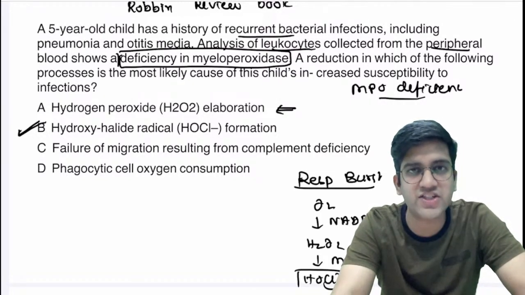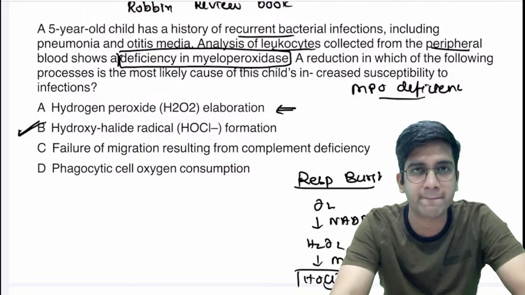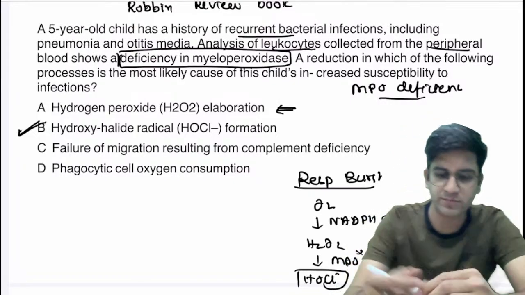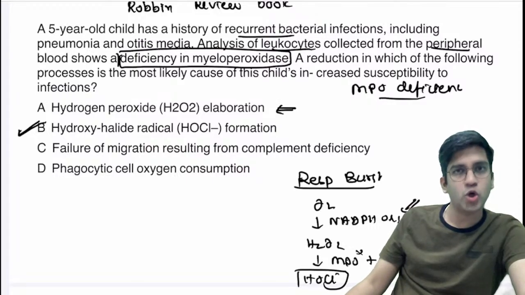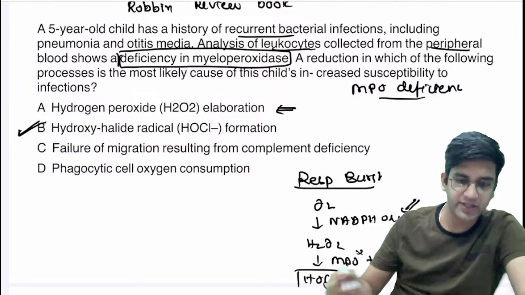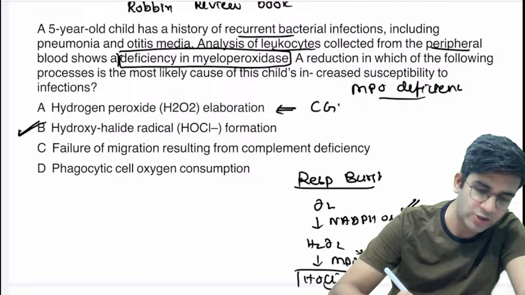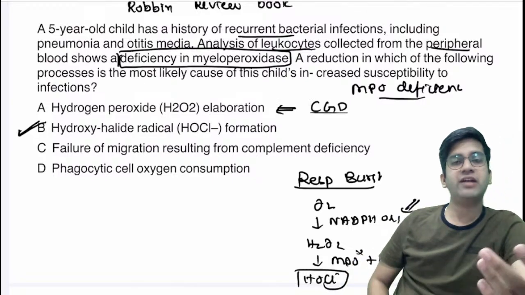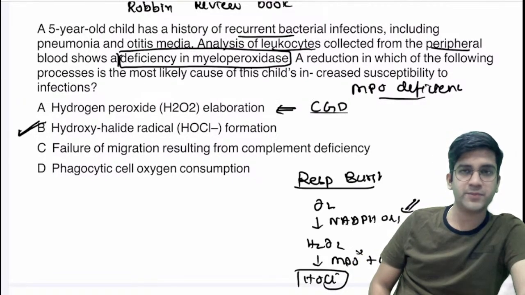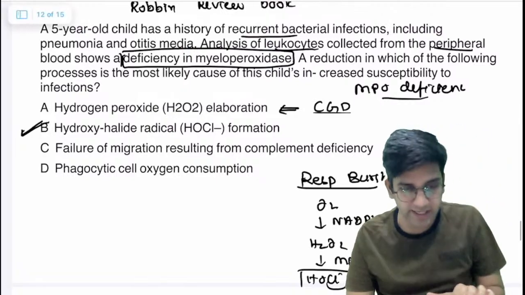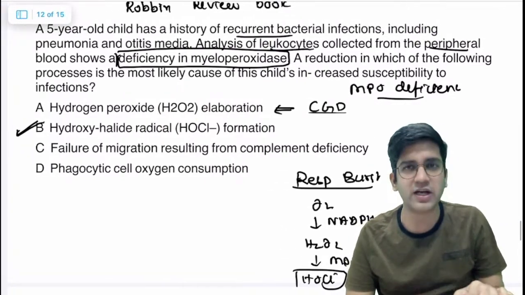Which disease will have less H2O2 elaboration? It's simple, right? Wherever you have your NADPH oxidase defect, which is chronic granulomatous disease. So this will be your chronic granulomatous disease. When I don't have an NADPH oxidase, perfect. Chronic granulomatous disease will have that, right? Amazing. Super, right?